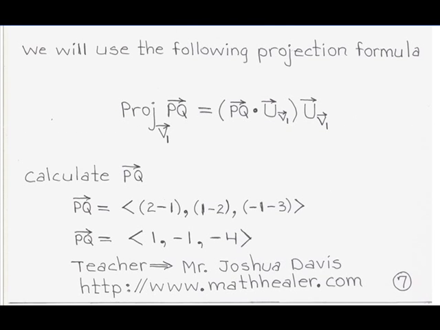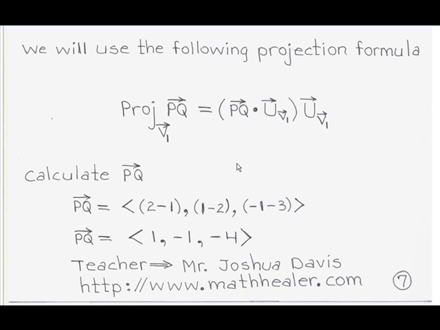Now, let's calculate vector PQ from the two-dimensional diagram that I created. Vector PQ is equal to 2 minus 1, comma, 1 minus 2, comma, negative 1 minus 3, because this becomes the terminal minus the initial. So vector PQ is equal to 1, negative 1, negative 4.